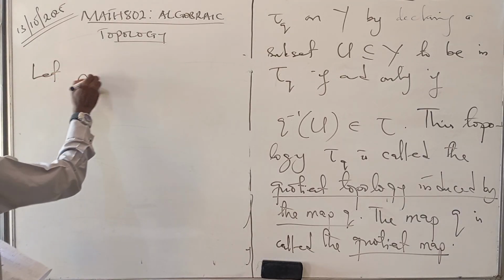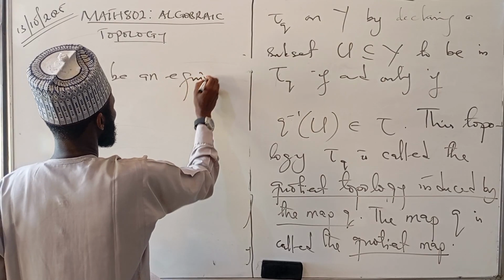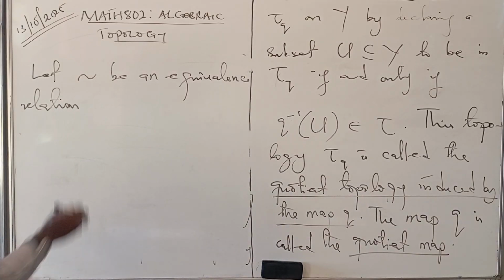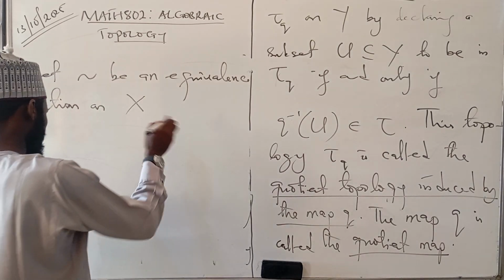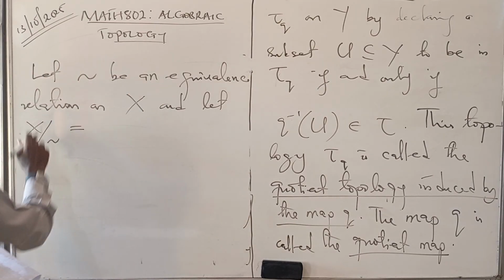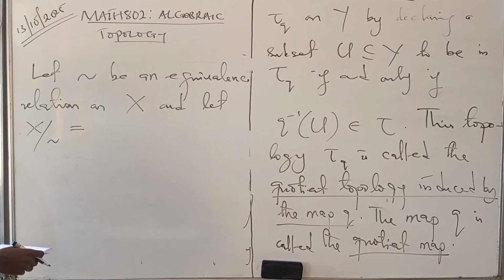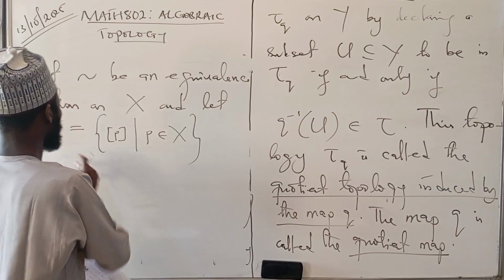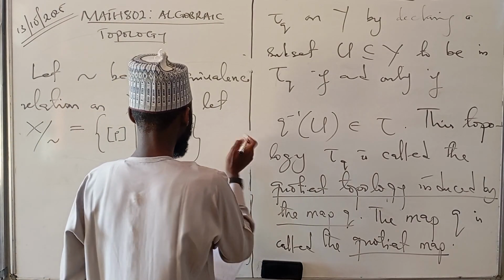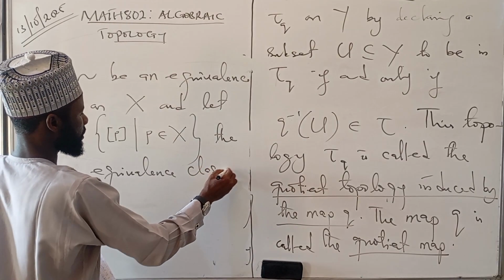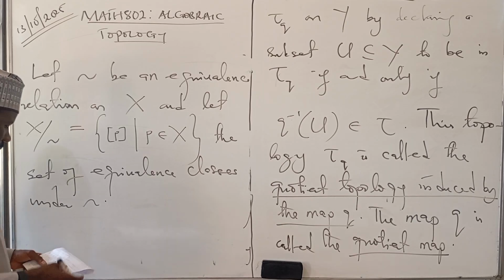So like we said, now you have tilde to be an equivalence relation on X being a topological space, and let X by tilde, since you have an equivalence relation, then you can talk of the space of equivalence classes. Let it be the set of classes [p] such that p is in X. That is the space of equivalence classes under tilde. Okay?